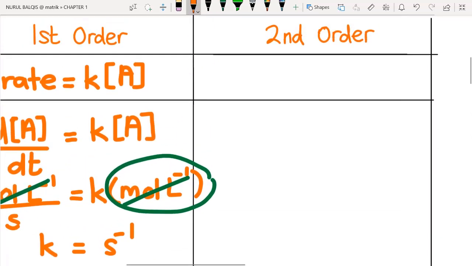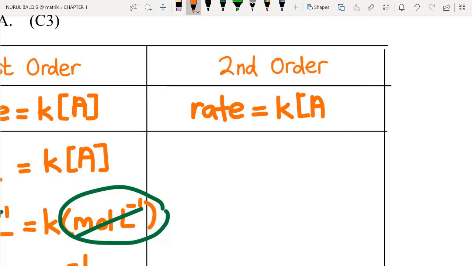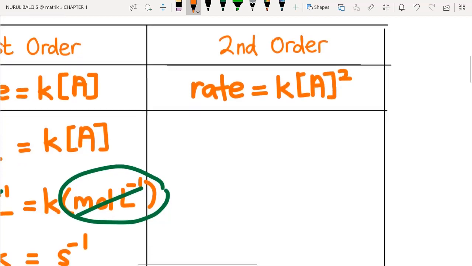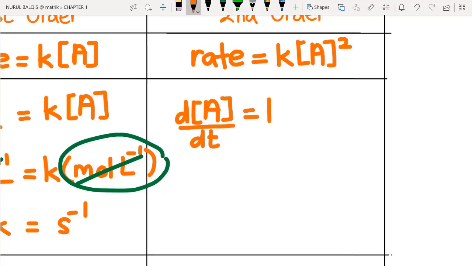Alright, so as for second order, we are going to write it as rate is equal to rate constant times concentration to the power of 2. Now simply change the rate to become dA over dt, and then this one we have k A squared.